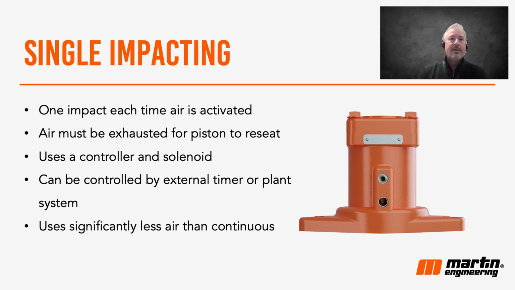What it does is air activates the piston to strike. The airline is evacuated or exhausted so that the piston can reseat and wait for the next activation. These use a controller and a solenoid. That controller can be your PLC or an external controller or timer. And these use significantly less air than continuous versions.